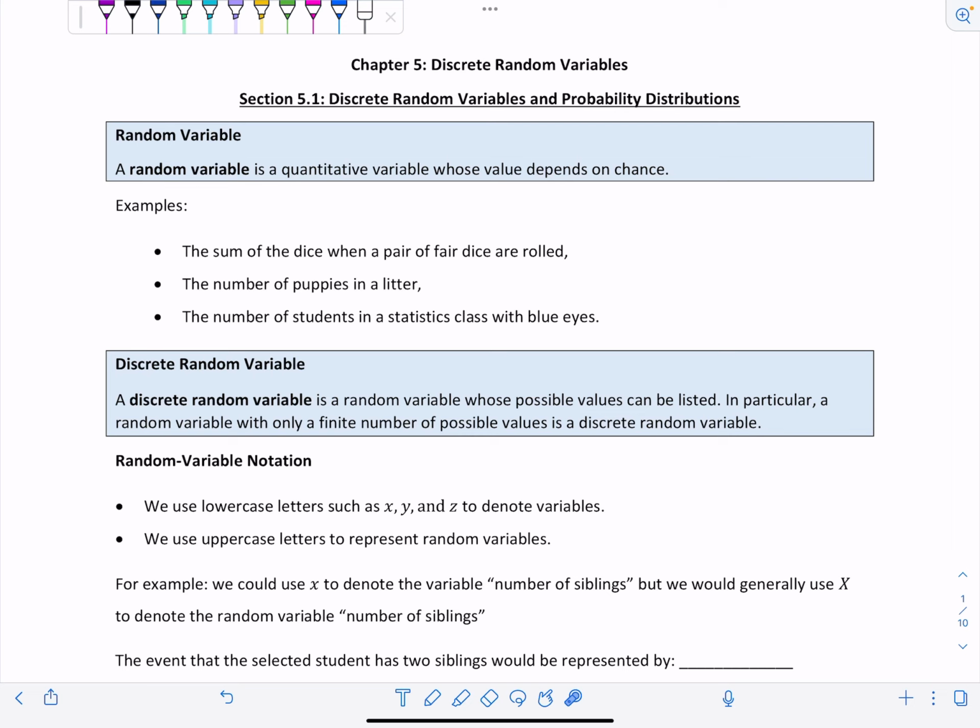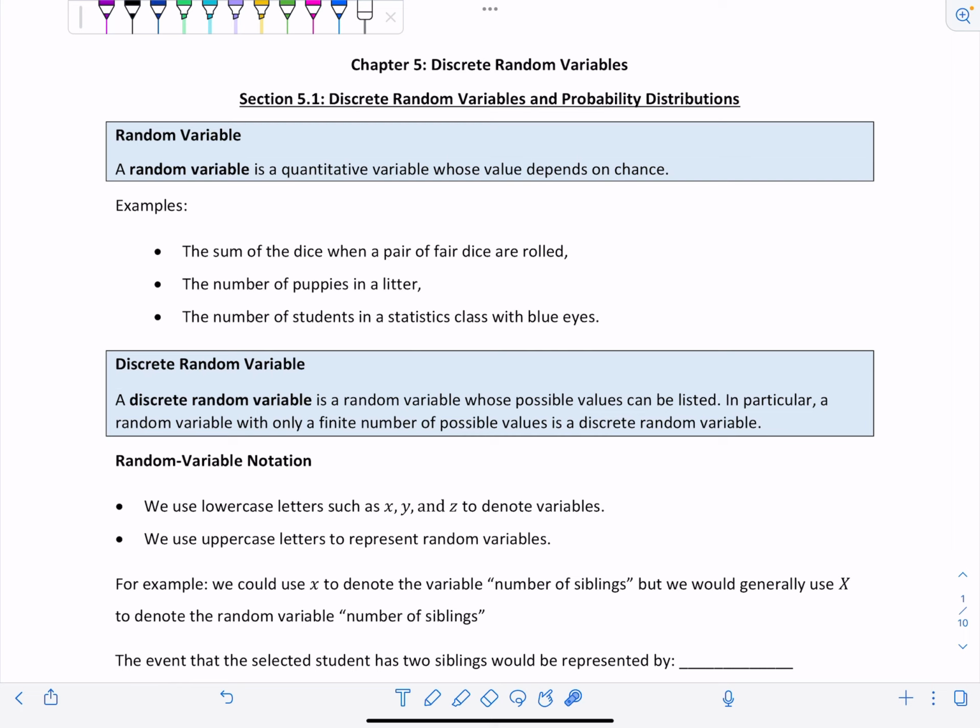some chance process. So some examples, say the sum of the dice when a pair of fair dice are rolled, right? So the sum could be any number, that's why it's quantitative, from 2 through 12 if you only have 2 dice. But the value depends on a chance process, right? We don't always know when we roll 2 dice what the outcome's going to be. Another example would be the number of puppies in a litter, or the number of students in a statistics class with blue eyes. You could think of probably quite a few more, okay?